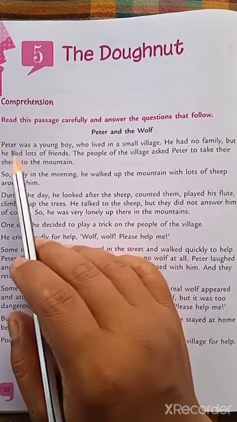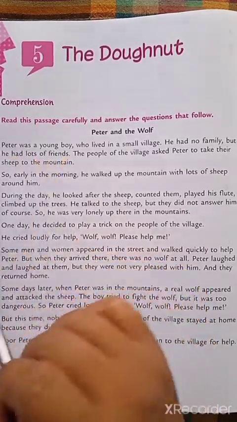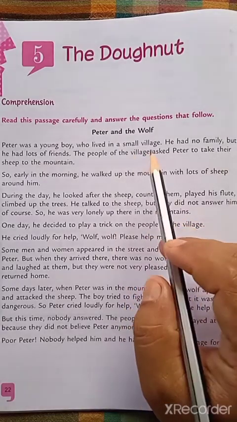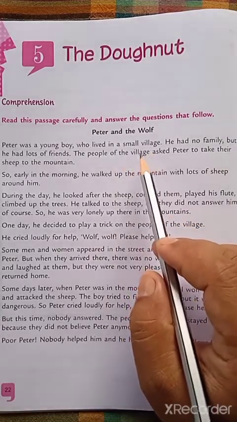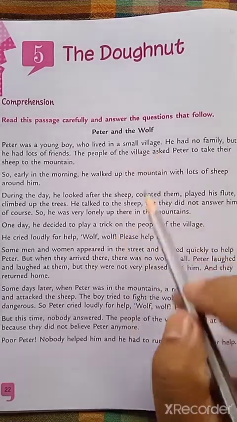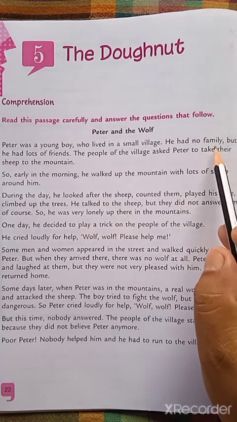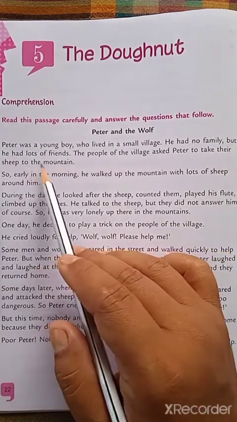So in the first paragraph, Peter was a young boy. Peter was a very young boy who lived in a small village. Where did he live? He lived in a small village. He had no family. That means he is an orphan. But he had lots of friends.